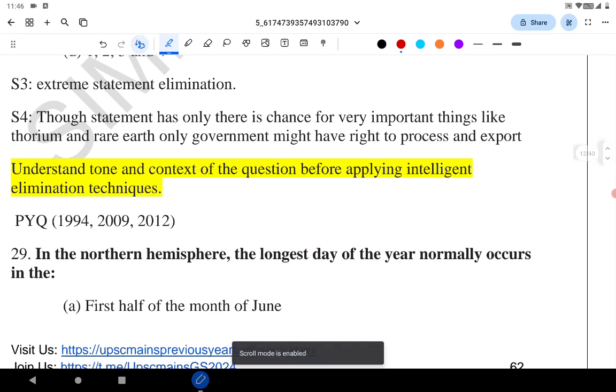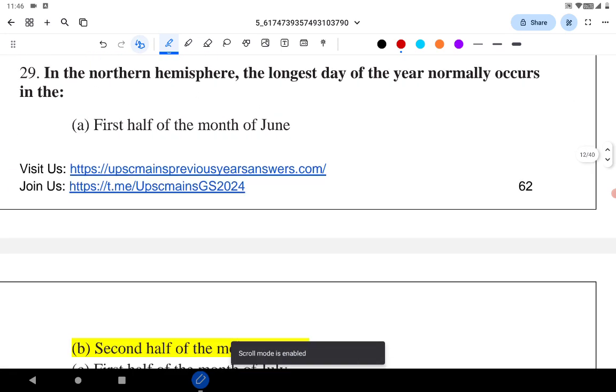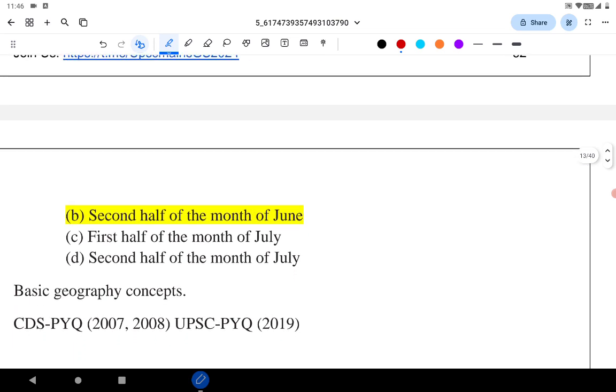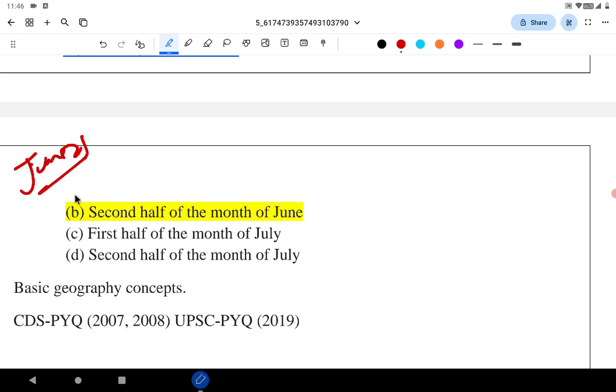This question is from the PYQ. Monazite was asked many times, in 1994, 2009, 2012. Next: in the northern hemisphere, the longest day of the year normally occurs in which month? Such questions, related to June 21st and March 22nd, were asked many times. CAPF 2009, 2008, UPSC 2019. This question is asked 3-4 times.